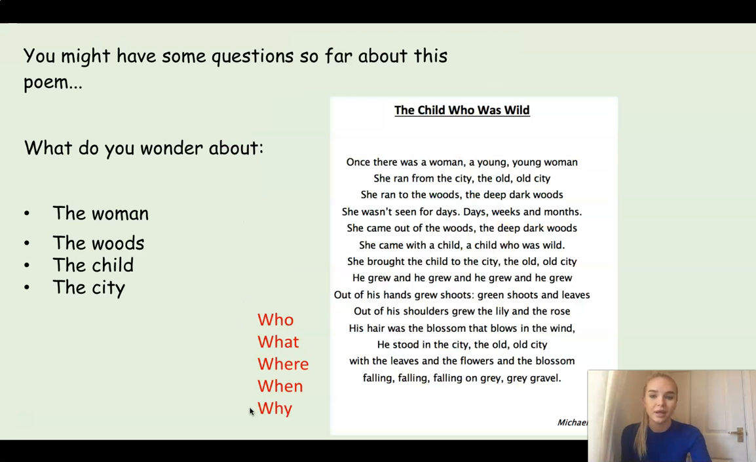Now, so far you might have some questions about this poem, and what I want you to do, using our 5 W's, who, what, where, when and why, and you can also use H for how too, is write down as many questions as you can. What do you wonder about the woman, the woods, the child and the city? If you need the poem, it's right there in front of you. Scaffold some questions around what you wonder about these characters and things, the nouns that we know so far. So pause the video now and have a think, please.